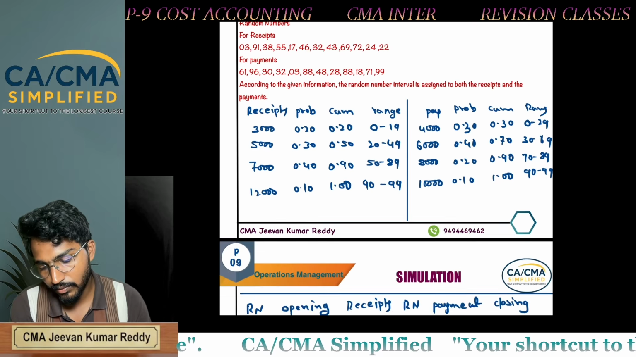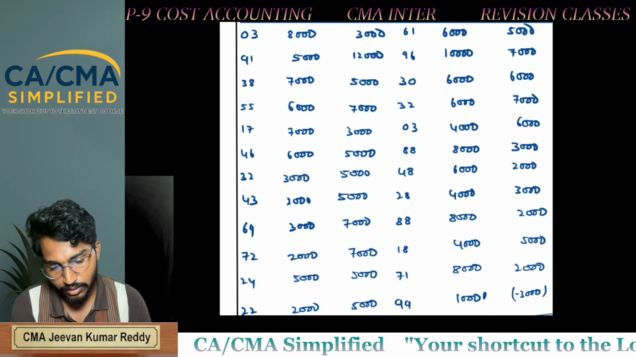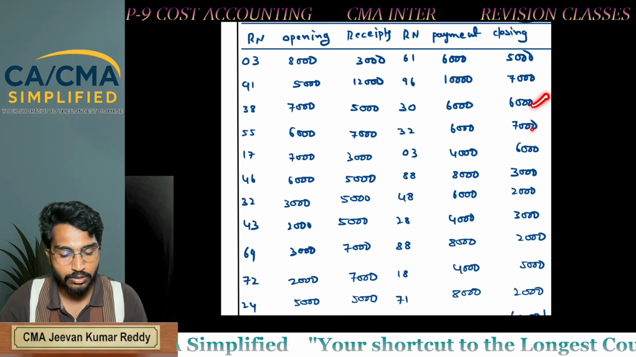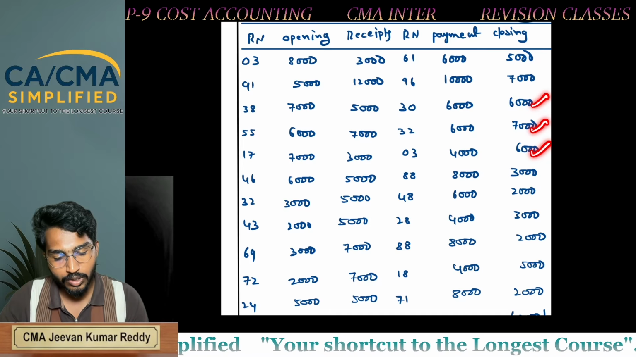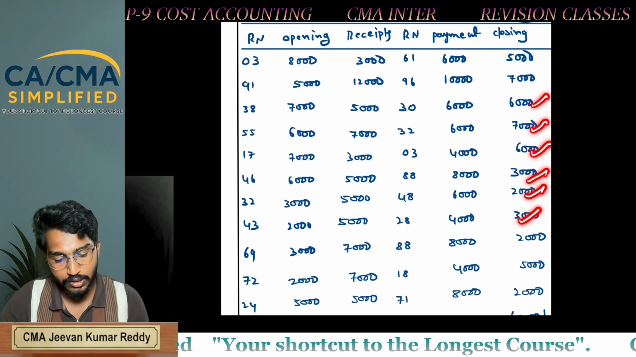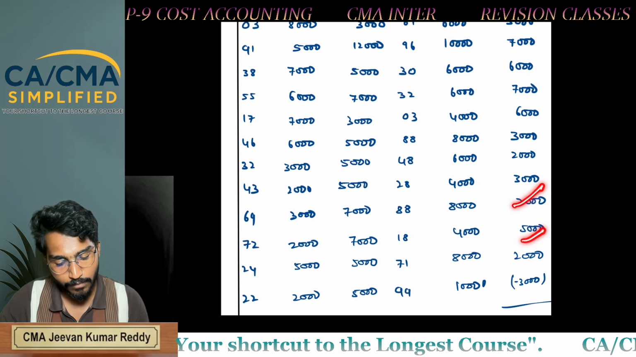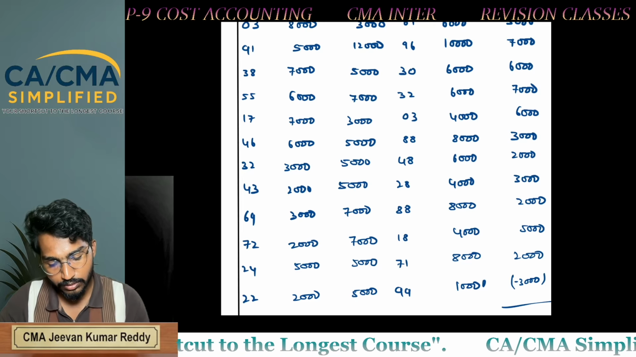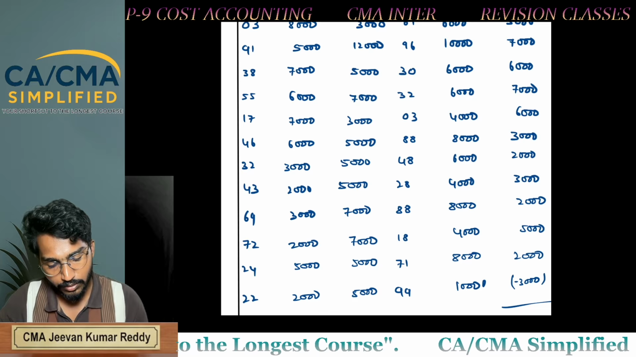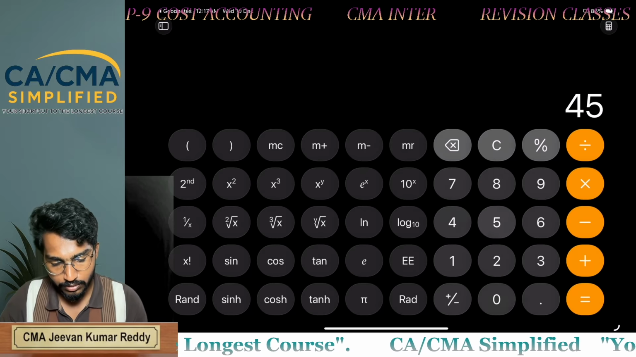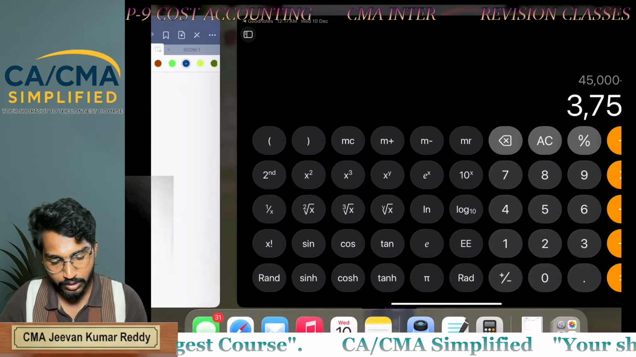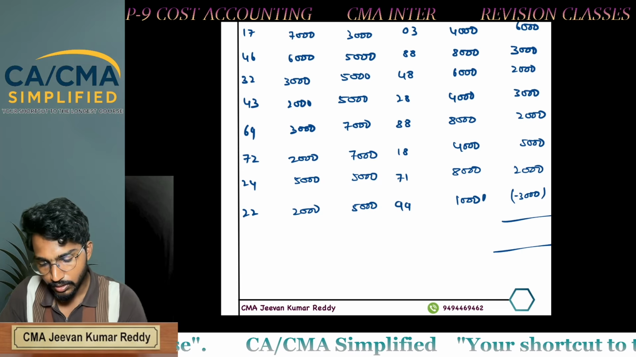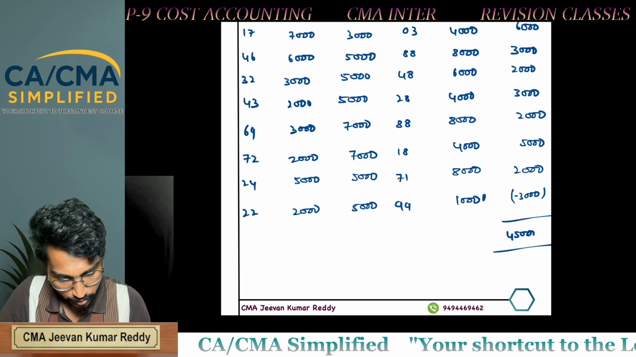What is the average balance for the quarter? Average balance. So how to calculate average balance? 5,000 plus 7,000, 12,000, 18,000, 25,000, 31,000, 34,000, 36,000, 39,000, 41,000, 46,000, 48,000 minus 3,000. That is 45,000. 45,000 divided by 12. 3,750. Now it is 45,000 in total.